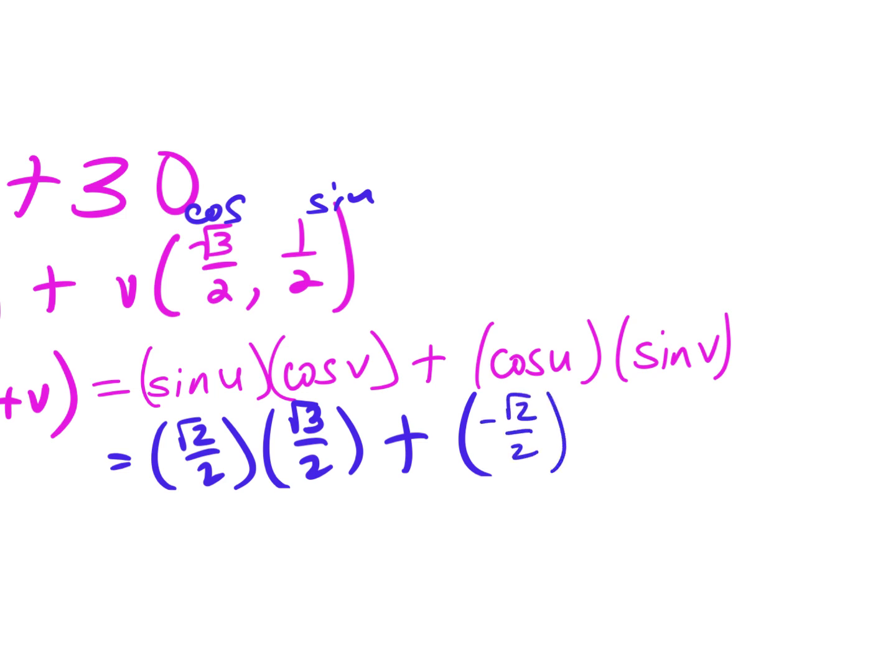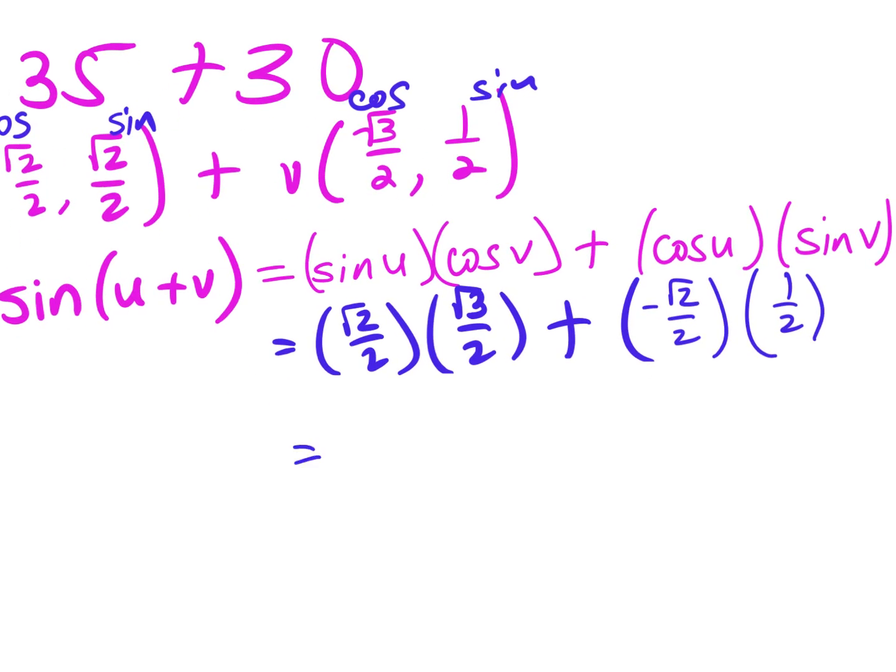Negative square root 2 over 2. And what is the sine of v? 1/2. Now, how do we simplify this? Numerator times numerator, denominator times denominator. What's the square root of 2 times the square root of 3? Square root of 6. And what is 2 times 2?